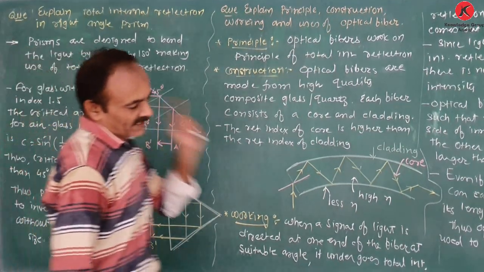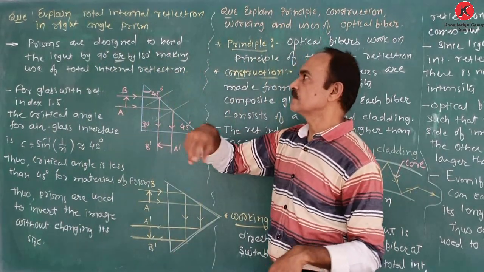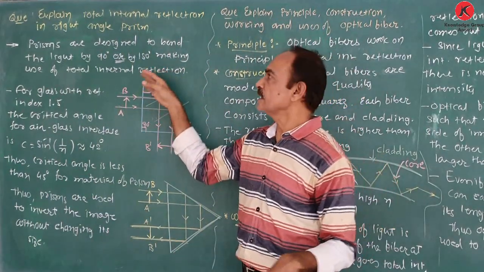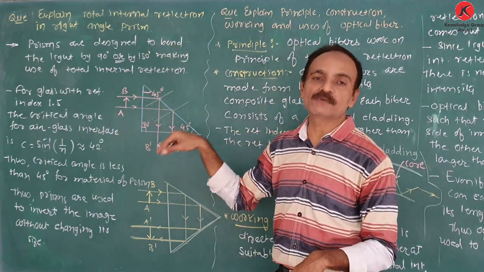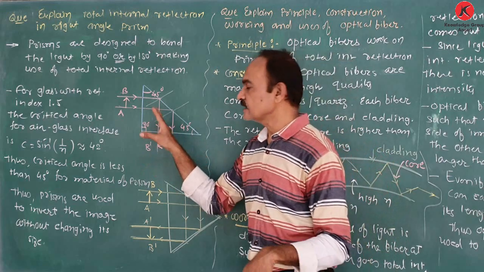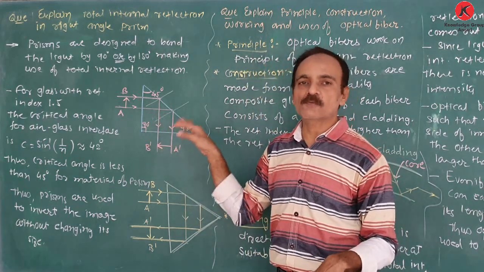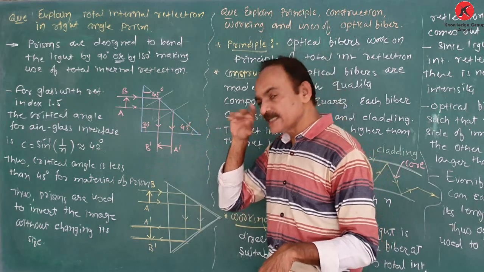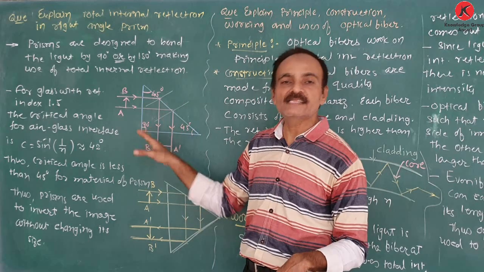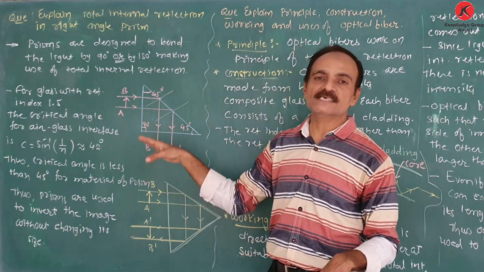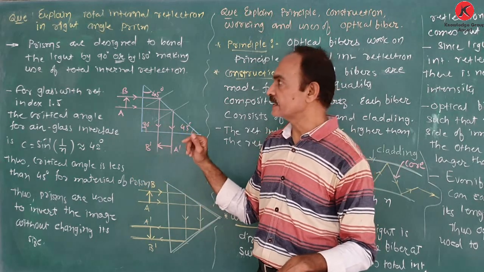Now, the third application of total internal reflection is in the right angle prism. So how is the total internal reflection phenomenon used in the right angle prism? Generally, we use a glass prism for the dispersion of light. But in industry, prisms are used to divert or change the direction of incident light by 90 degrees or 180 degrees.